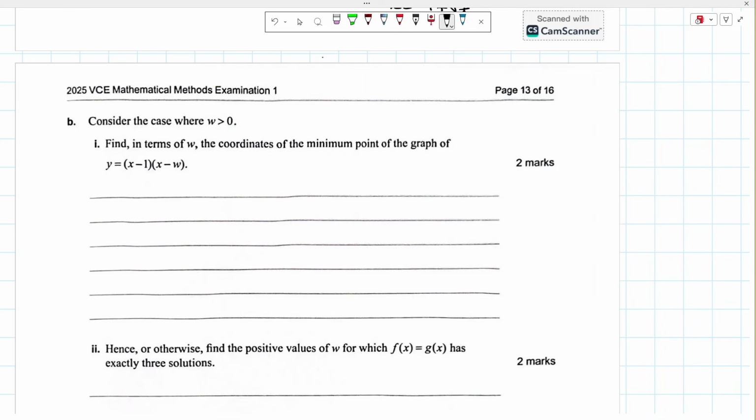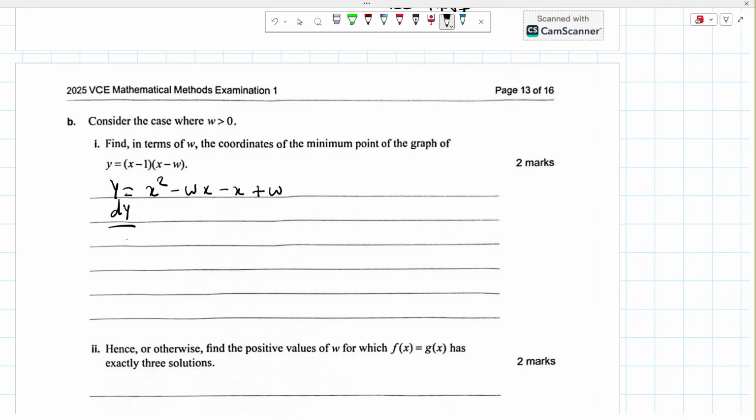Find in terms of w the coordinates of the minimum point of the graph of this. This is just a parabola, right? Let's actually expand this. So we get x squared minus wx minus x plus w. If we expanded that, this is just a parabola. The minimum point on a parabola is just its turning point. So let's just find the turning point.